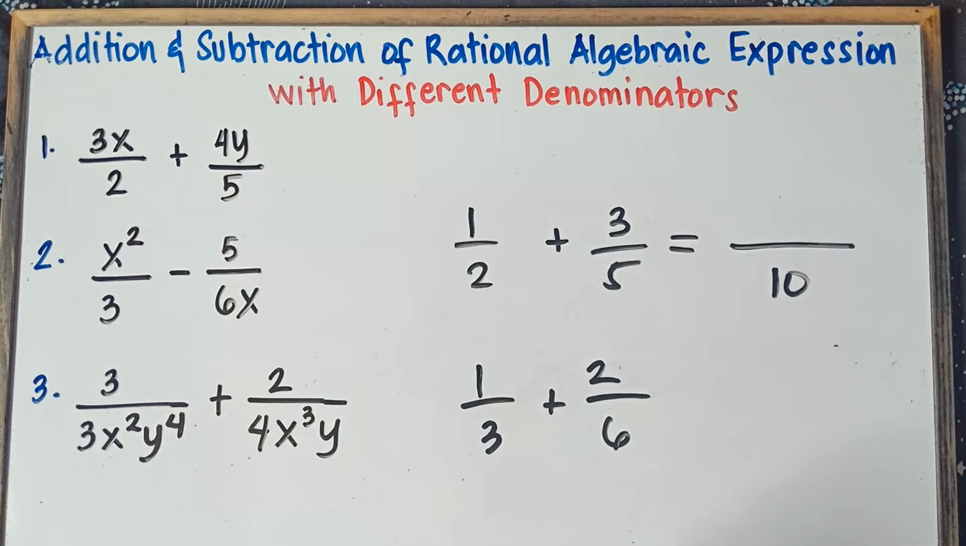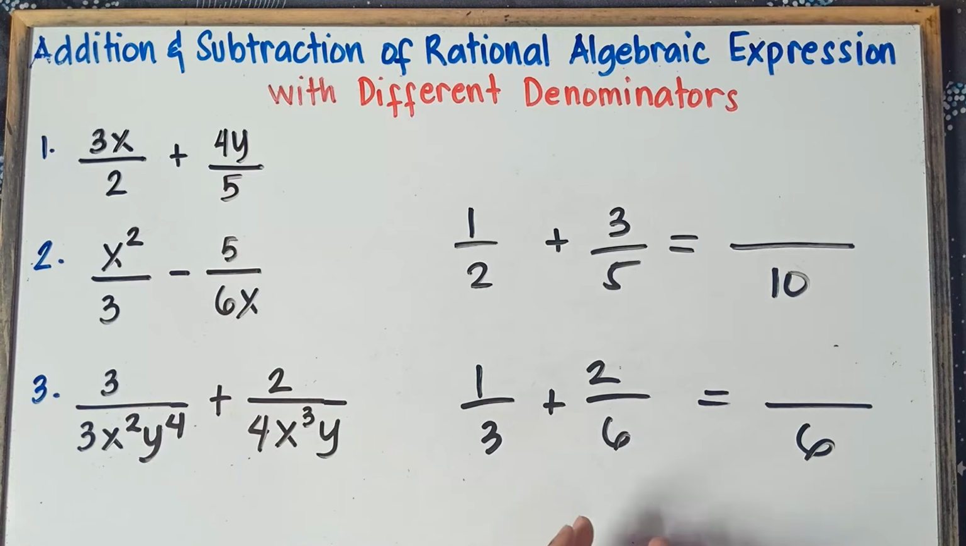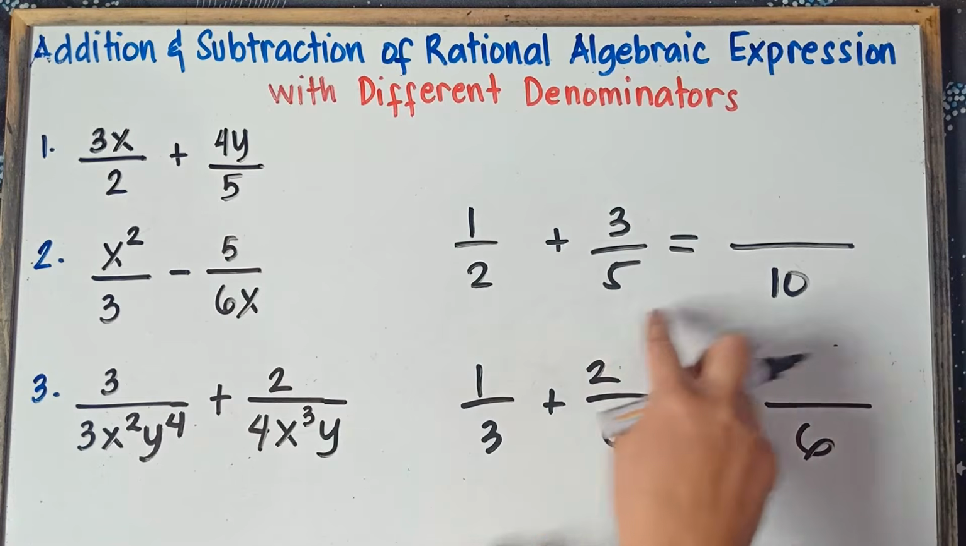The LCD is the number that is divisible by 3 and divisible by 6. Of course, that would be 6, right? Because we can divide 6 by 3 and we can divide 6 by 6. So therefore, the LCD of 3 and 6 is 6. I hope it's clear for you with regards to finding the LCD. The number divisible by 2 and 5 would be 10.